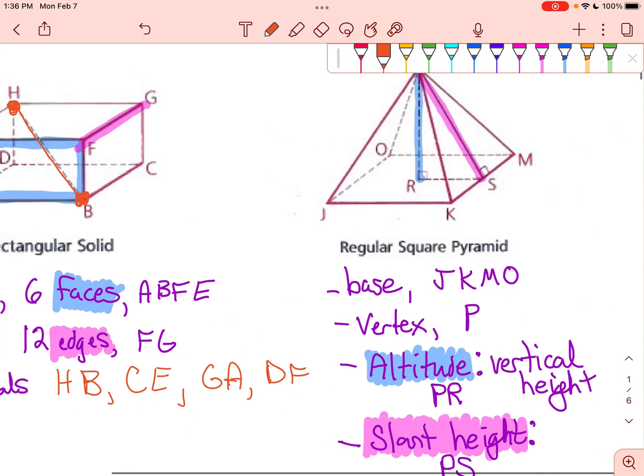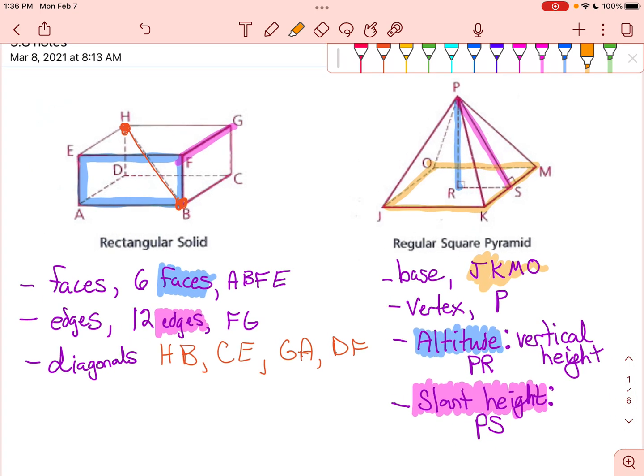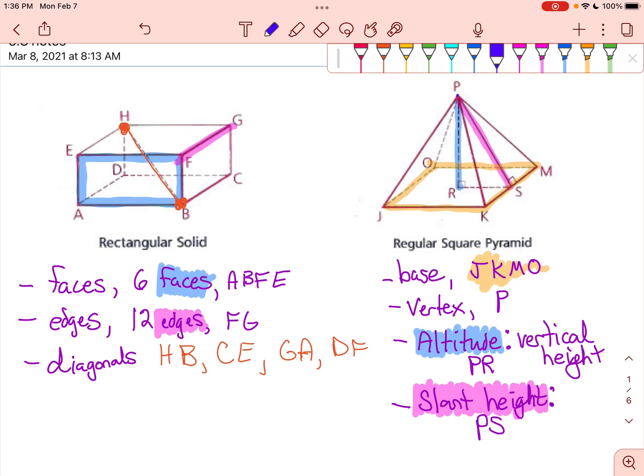We're also going to be talking about a regular square pyramid. Again, we only have one base in this. The base is JKMO. You can see that's the bottom, that's the base of this. That's what we refer to this as. You have the vertex, which is right up here, the tippy top of the pyramid. You have the altitude, which is in blue. That is the straight up and down height of the pyramid. I refer to that as PR.